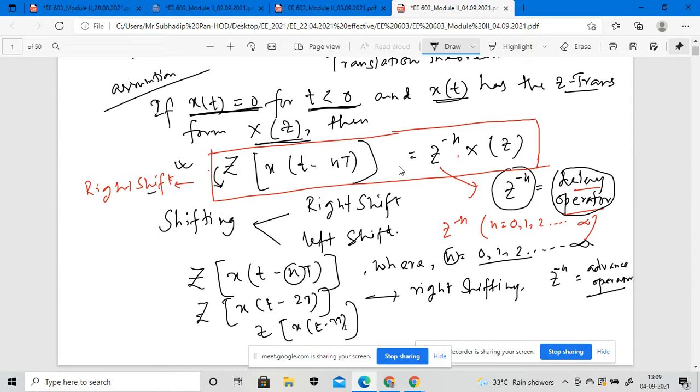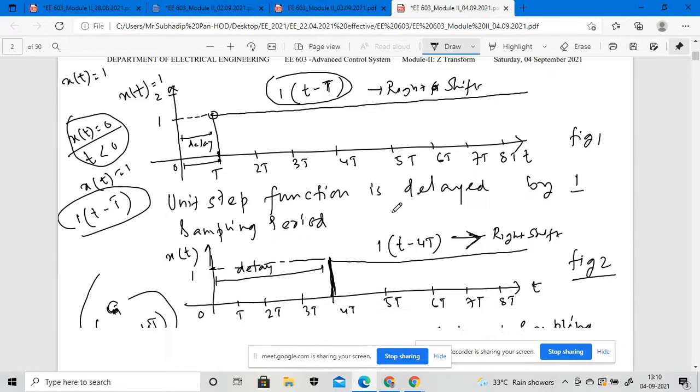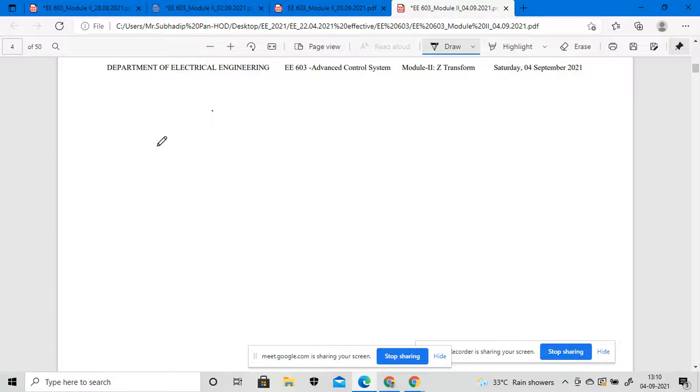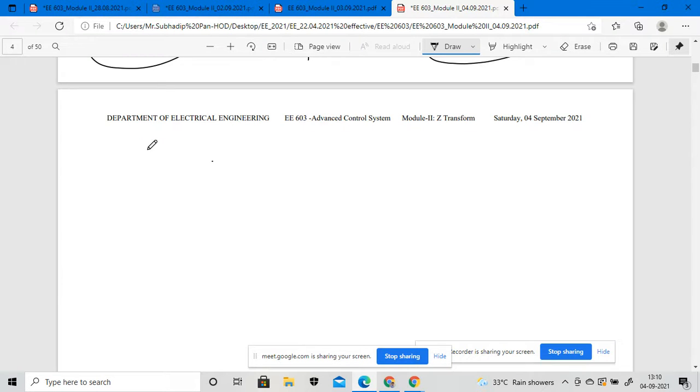So this will be my very important equation. Keep these things in mind, because whenever we do the application part, we have to know this particular equation. Otherwise, we cannot solve this. But in case of a left shifting, what will be my equation?